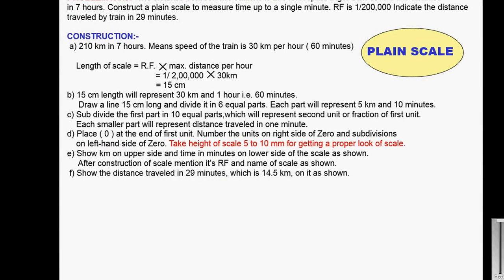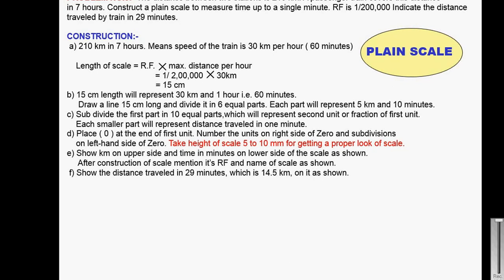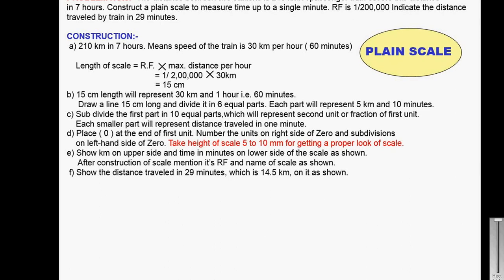And the next question is, the distance between two stations is 210 kilometer. A passenger train covers the distance in 7 hours. Construct a plane scale to measure time up to a single minute. RF is 1 by 2 lakh. Indicate the distance travelled by train in 29 minutes.